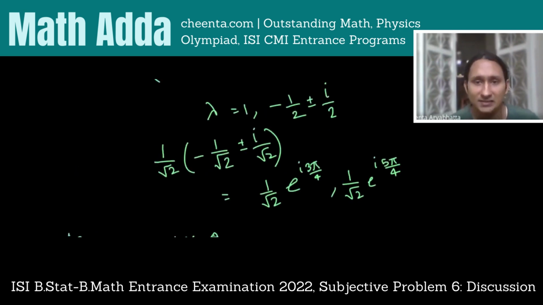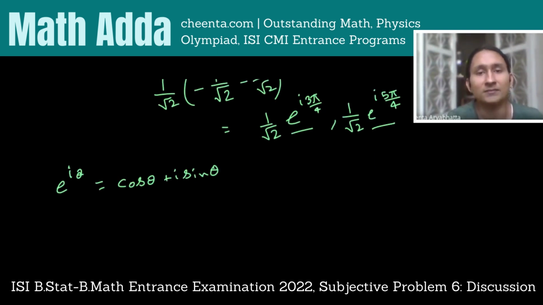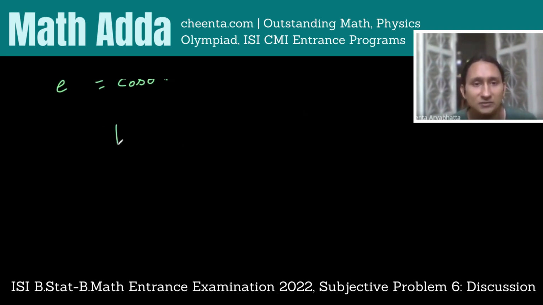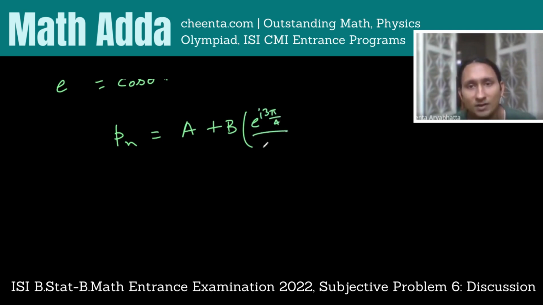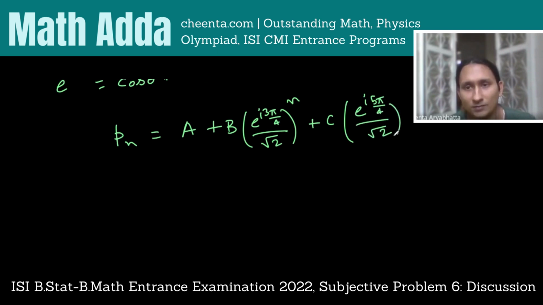And the reason I wrote the roots in this form is that these two lie on the unit circle. Their absolute value is 1. And you will see why that is important. Therefore, the general solution looks like Pn is equal to some A plus some B times (e power i 3 pi by 4 by root 2) whole power n plus some C times (e power i 5 pi by 4 by root 2) whole power n.